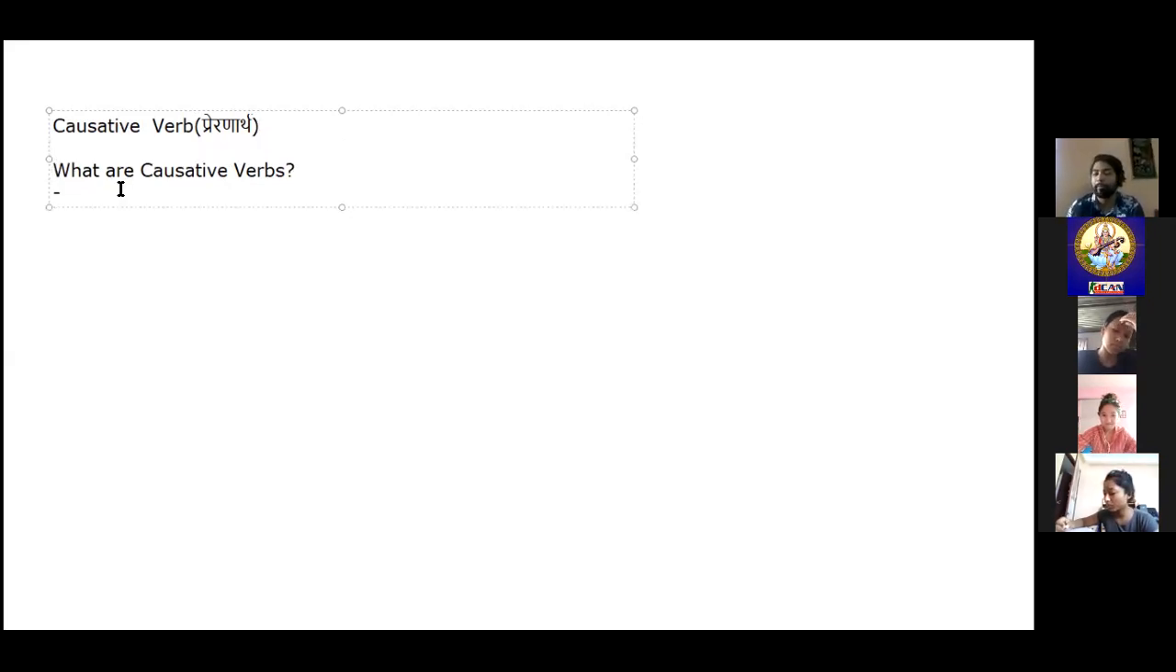Firstly, before I begin this lesson, I would want you to translate one of the sentences into English. It may or may not be exact, but make sure it sounds good and is to the point. Let me write one sentence. The sentence goes: मैले भाइलाई पढ्न लगाए.